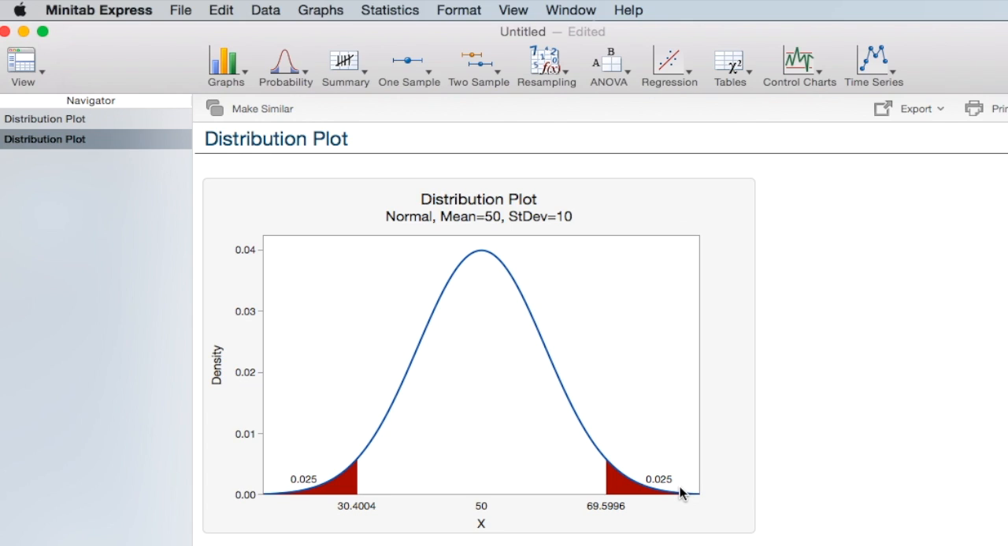You have 2.5% on the right, 2.5% on the left, so a total of 5% on the outside, 95% on the inside. The two scores that are our boundaries, on the lower bound, we have 30.4004, and the upper bound, 69.5996.